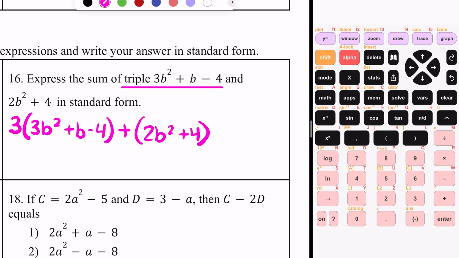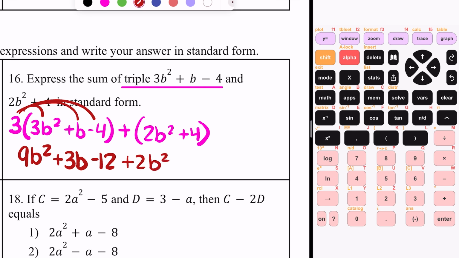So for this first thing, we're going to have to multiply each term by 3. 3 times 3 is 9b squared. 3 times b is 3b. And 3 times negative 4 is negative 12. And then we're adding it to 2b squared plus 4. There's nothing to multiply by that because there's just a 1 in front and that's not going to change our answer.